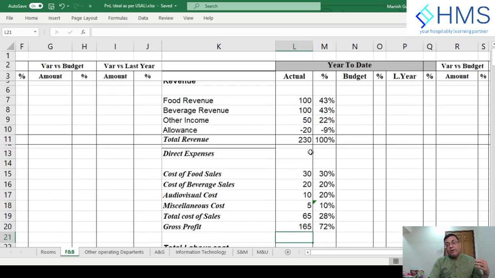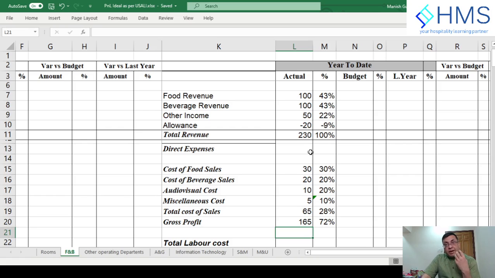Then after you have understood the revenue department, revenue ratio, now you're going to look at the cost. The cost, as we have seen, is divided into cost of food sale and cost of beverage sale, which is a variable cost. You may want to look at it in terms of percentages to food revenue, percentages to the beverage revenue.